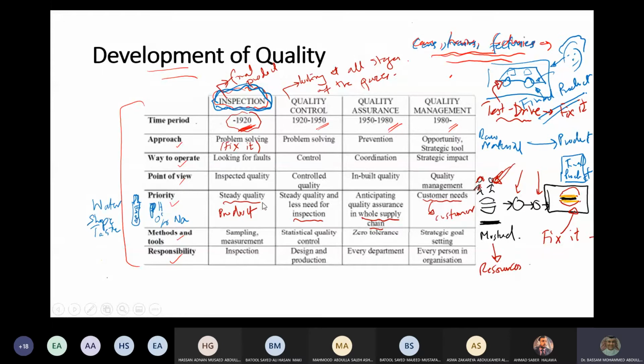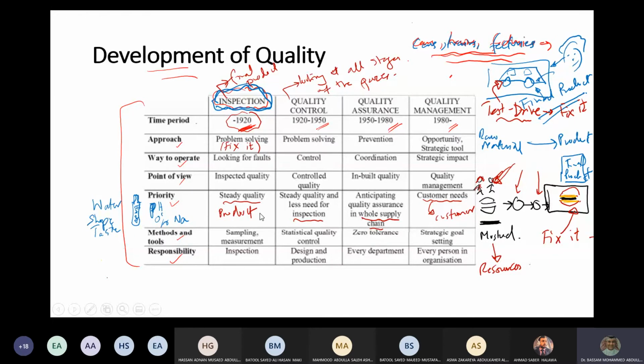So what I'm trying to explain here, again, is steady quality. For inspection, in the 1920s, we tried to find if there's a problem and fix it. If there are any faults, when I taste, if there's a fault in the taste, or when I look at it, there's a fault in the way it looks, like a fault in the burger that I have. I have the point of view of an inspected quality. So I inspect the product in front of me, and what I'm expecting as a priority is to have the same product.